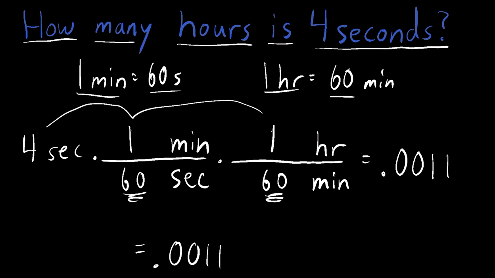So what we're going to do when you have this multiplication is your units also multiply. So that second is going to cross off with that one. Your minutes cross out as well. And all you're left with is hours right there. So 4 seconds equals 0.0011 hours.